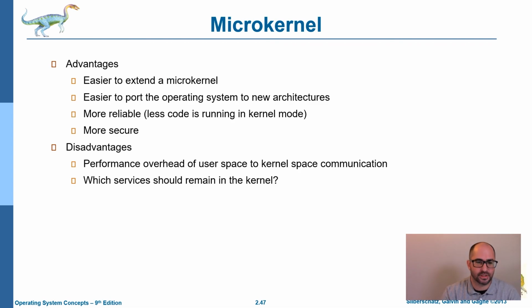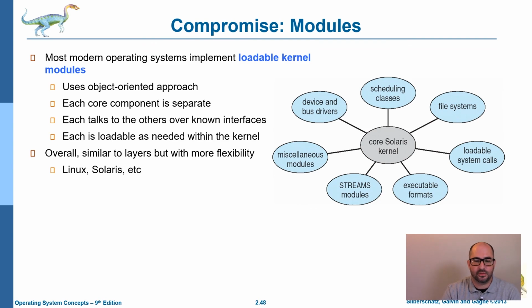So again, it's easier to extend a microkernel, easier to port, more secure, but the disadvantages are the performance overhead is high, and then what services should remain in the kernel, because there can be many arguments towards efficiency for saying, okay, this is super inefficient, let's move it into the microkernel. And if you keep making those arguments, well then, you've gone from a microkernel back to a macrokernel. And that leads us to where we are today with most modern operating systems.